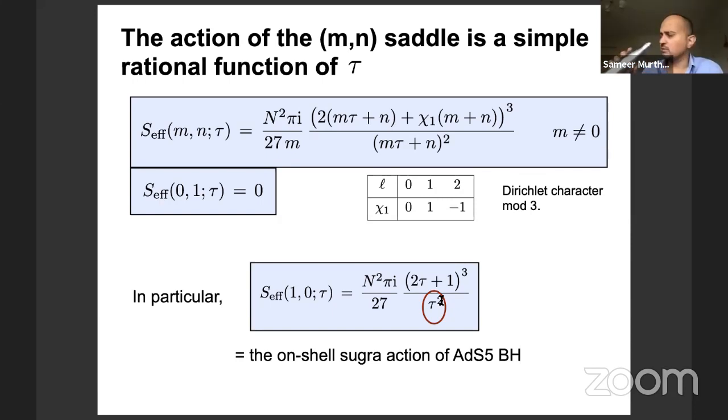Any question about this? Because I'm going to change the topic just a little bit. Maybe let me finish saying one more thing. So you see the near tau goes to 0. If you look at all these actions, this is the one that dominates.